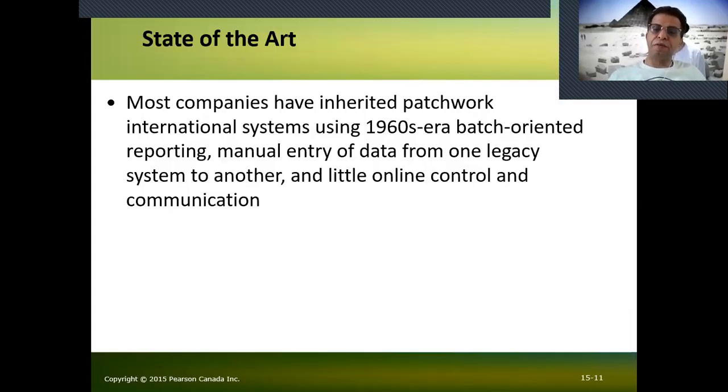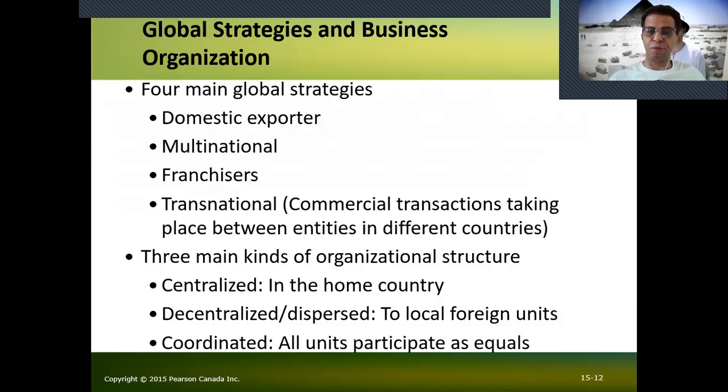Most companies have inherited a batch-work international system using 1960s-era batch-oriented reporting. It involves manual entry of data from one legacy system to another and little online control and communication. There is no centralized data entry, for example, or upgrade.